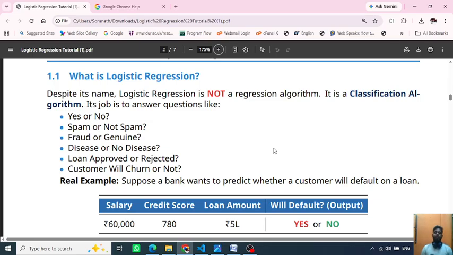So, what is logistic regression? Despite its name, you may think logistic regression is a kind of regression model. Actually, it is not. It is a classification AI algorithm. Its job is to answer questions like yes or no, spam or not spam, disease or not disease, loan approved or rejected, customer will churn or not. It is a kind of binary classification, right?